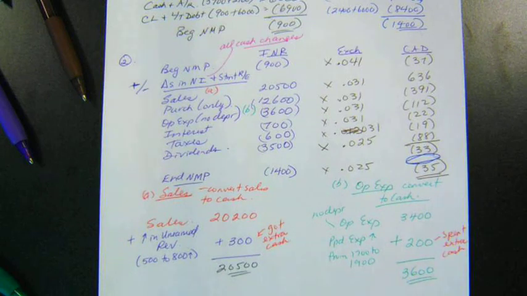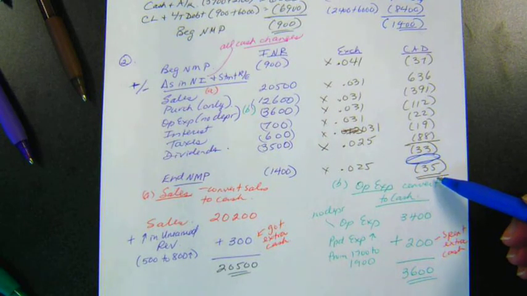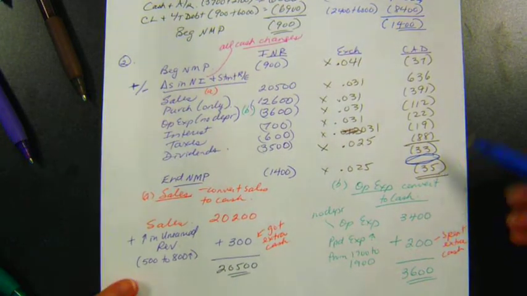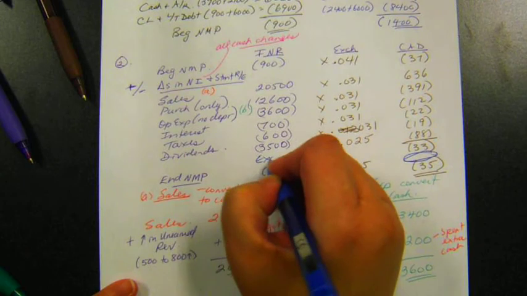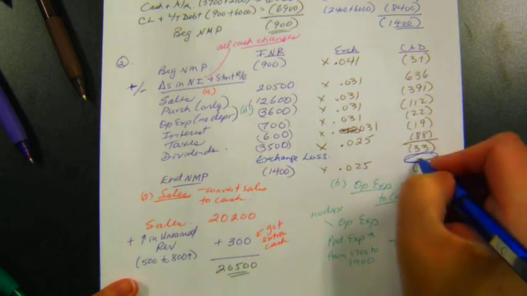Exchange gain or exchange loss? We've got to make this number go to this number. So we're getting more negative, so it has to be a loss of 2.